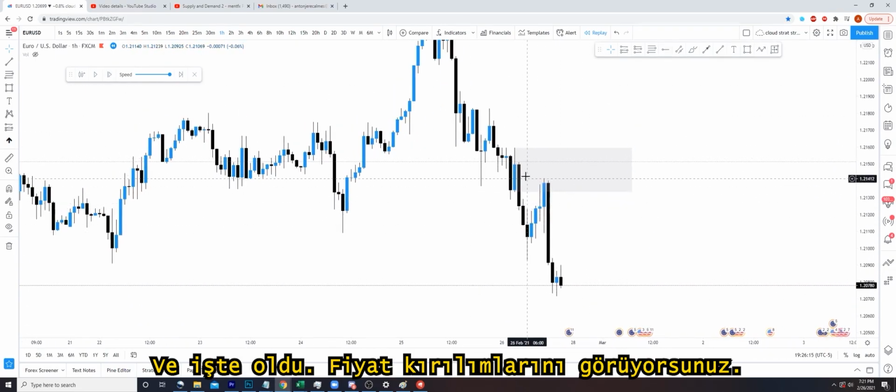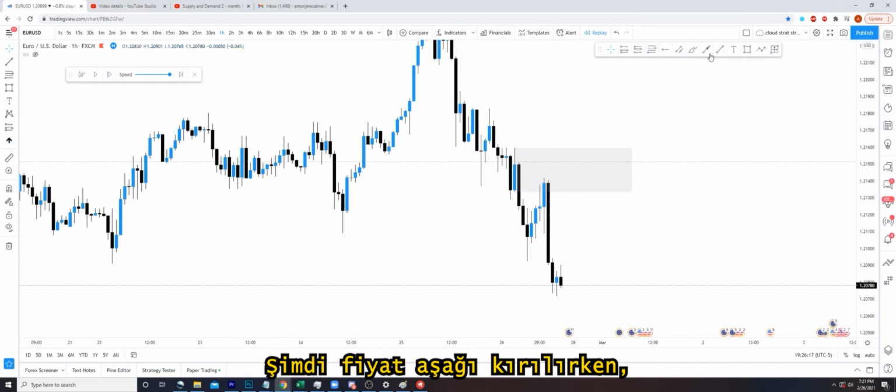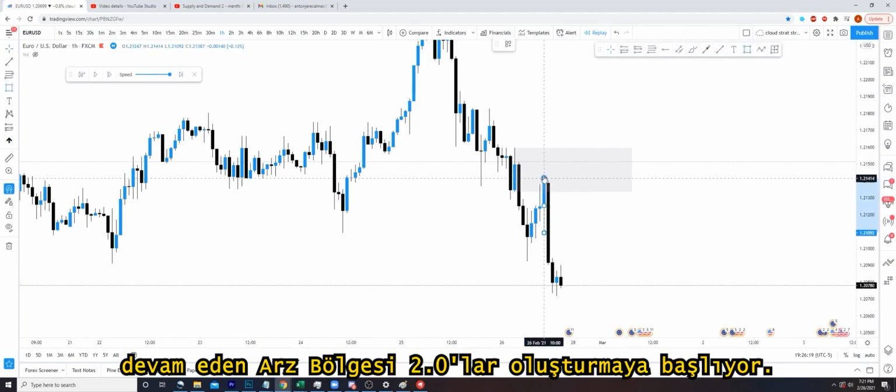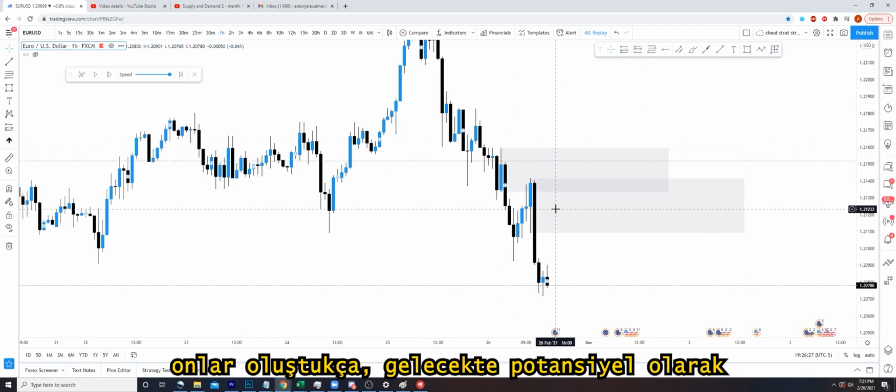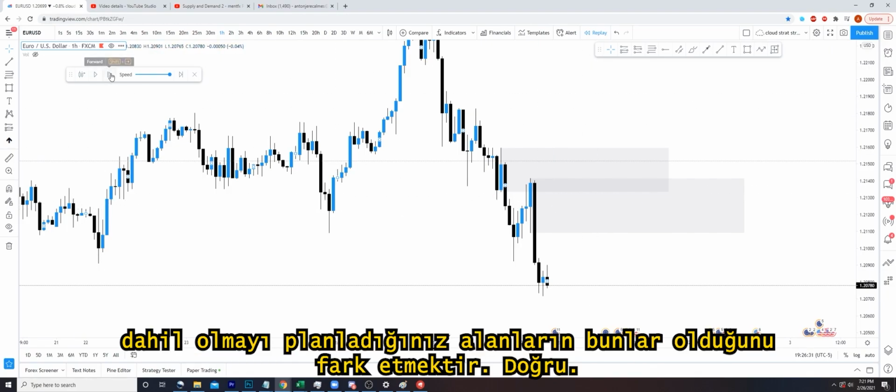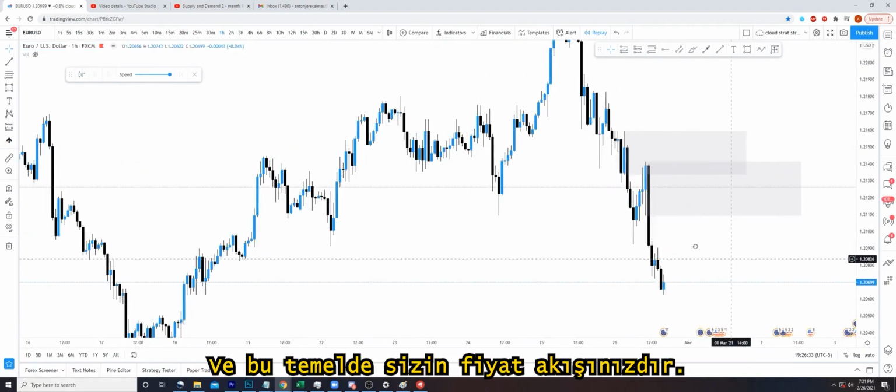And there you go. And you see the breakdowns in price. Now, as price breaks down, it begins to form follow-up supply zone 2.0s. Now, these supply zones do not have to hold. All you have to recognize is that as they form, you have the areas where you are potentially looking to get involved in the future, right? And that's basically where price closed.